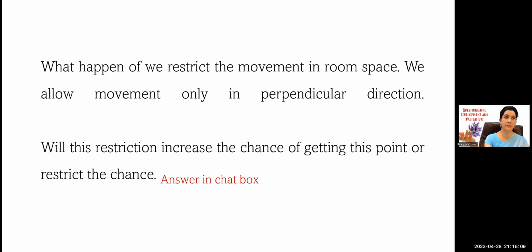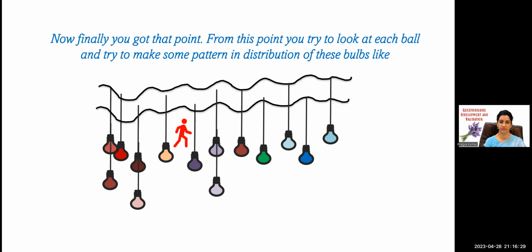So what will happen if we restrict the movement in your room space and allow movement only in perpendicular directions? Will this restriction increase the chance of getting this point or restrict the chance? Restrict the chance, agree? Okay. So this 90-degree restriction is a type of orthogonal rotation. And the oblique one is known as oblimin.